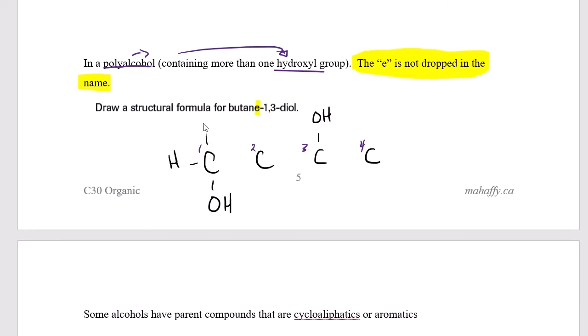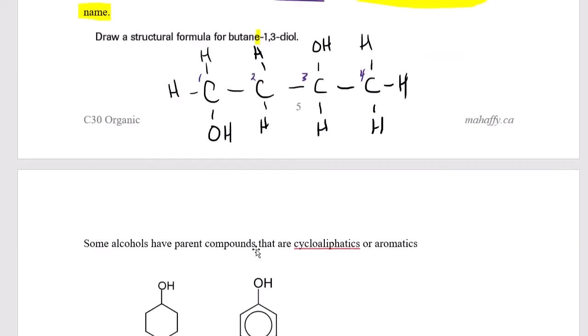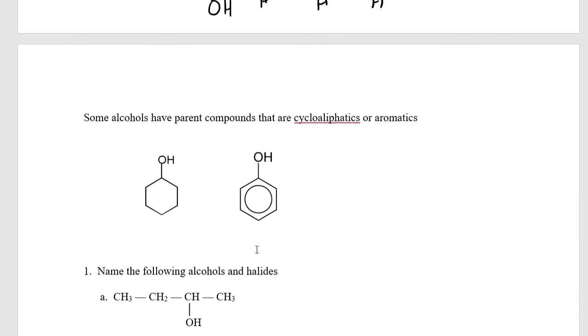So hydrogen, hydrogen, hydrogen, hydrogen, hydrogen, and this one's got 3. Okay, so that's butane-1,3-diol.